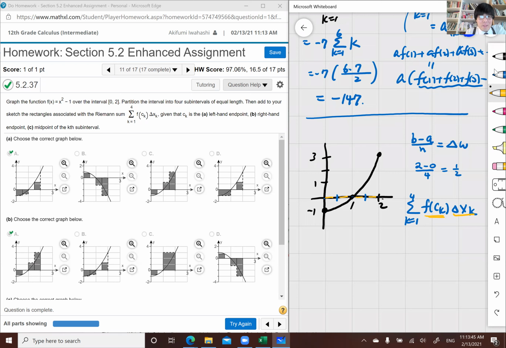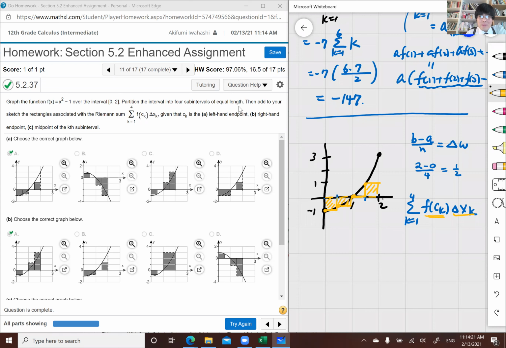Now, in part A, you are going to use the left-hand endpoint. So I'm going to use this height for the first interval, this height for the second interval, this one for the third interval, which is 0, and this one for the fourth interval. So the graph looks like a negative rectangle, nothing, and the right positive rectangle. The only choice with that is choice A here.